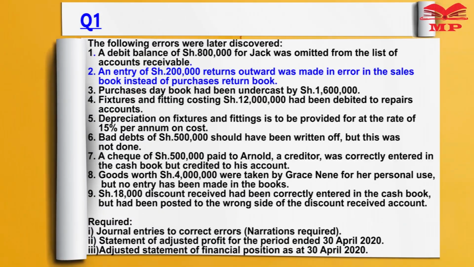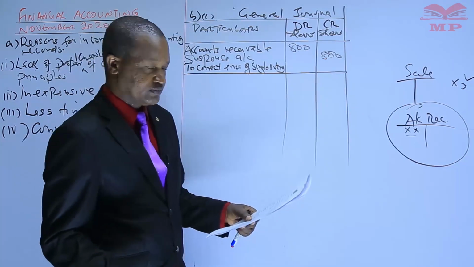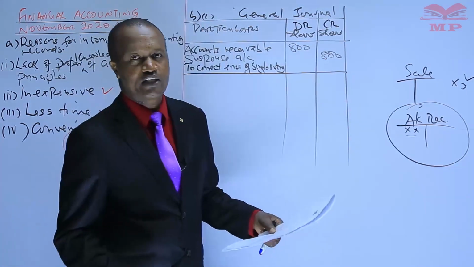We are going to correct the second error. An entry of 200,000 shillings returns outward was made in error in the sales book instead of purchases return book. What kind of error is this?